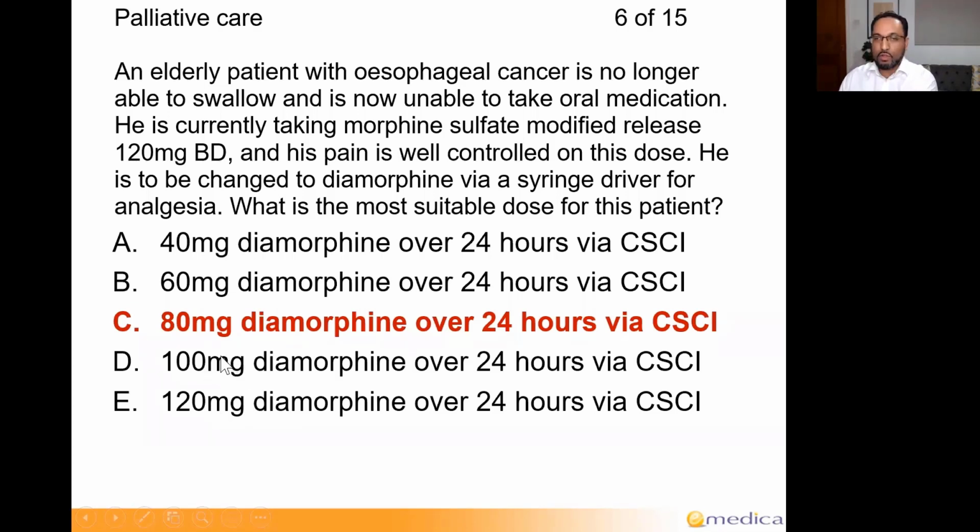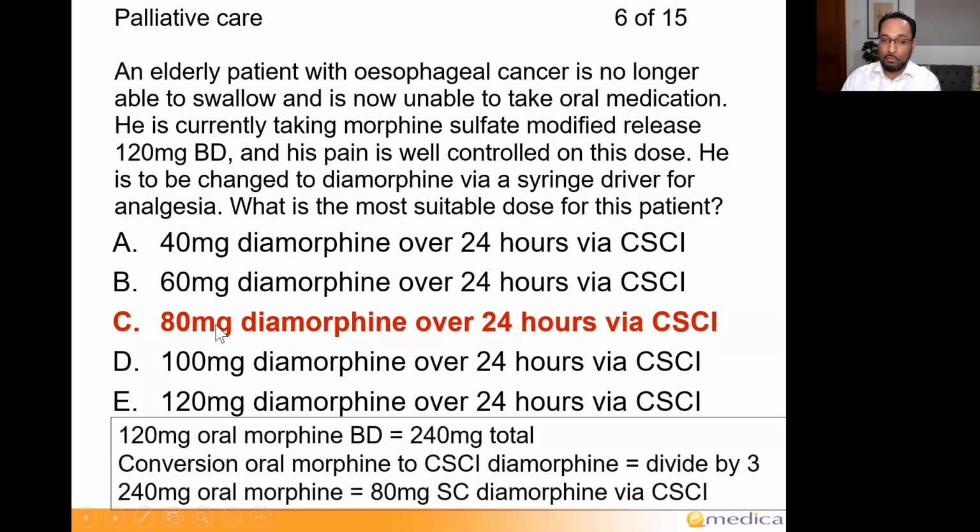So let's look at the conversion and we can look at why people might have got those wrong. 120 milligrams of oral morphine twice daily is 240 milligrams that they need to control their pain. You see, so you want to put them on at least that much. You don't want to put them on less than that. You don't want them to be in more pain just because they can't take orals anymore. Everyone agree with that? Yeah.